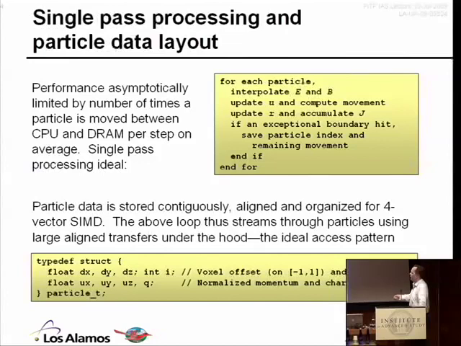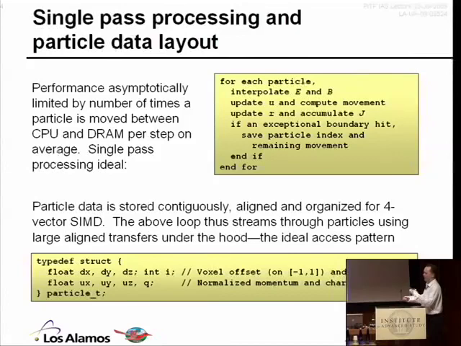Additionally, we store our particle data contiguously. In fact, in the code, the particle looks like this. It's just a triple of floating point numbers representing the offset within a voxel, as described before, the voxel index, and then also the normalized position and charge of that particular particle. This fits nicely within memory.